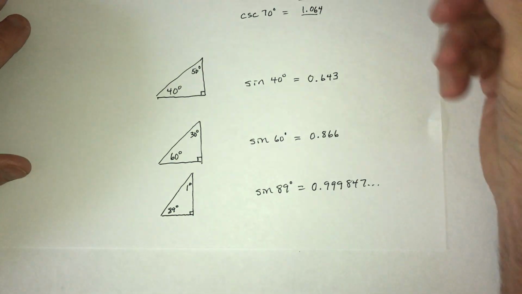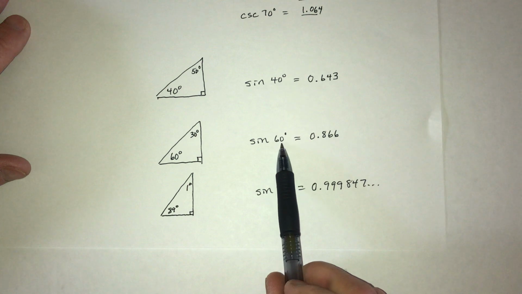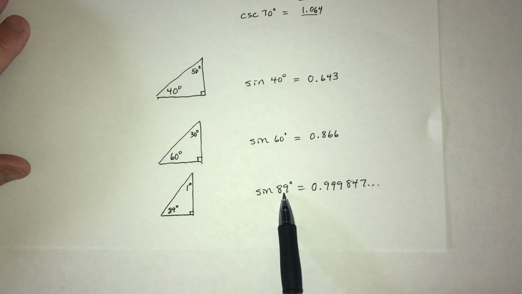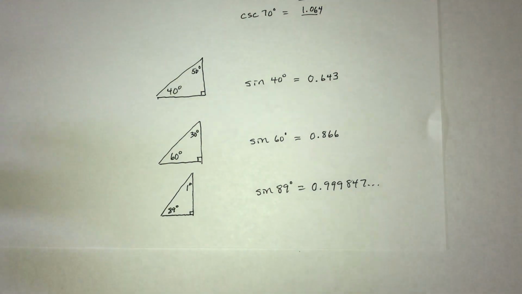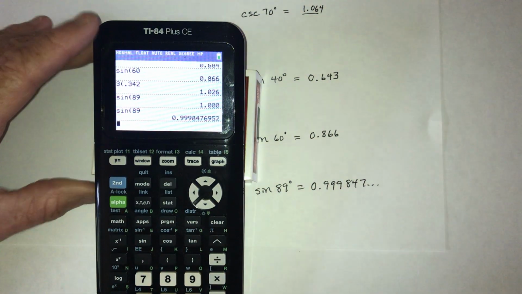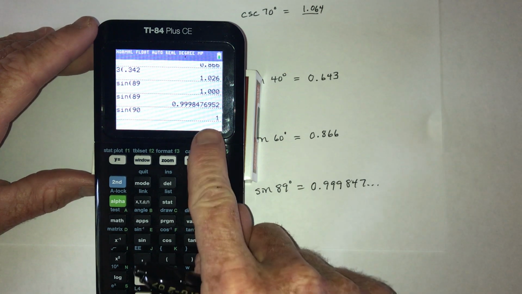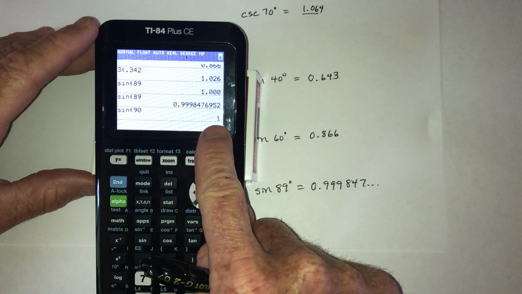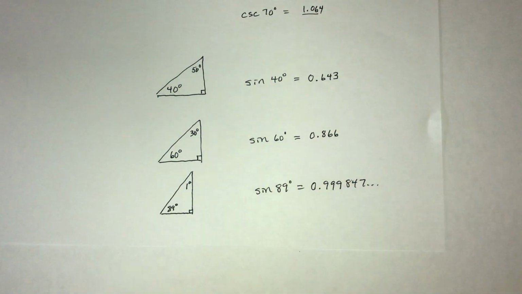So it's not that this doubles or triples, but as the angle gets bigger and bigger and closer to 90, this gets closer and closer to 1. So it must be that sine of 90 degrees equals 1. And right there, the calculator is giving me as much accuracy as possible. It's saying it's exactly 1.